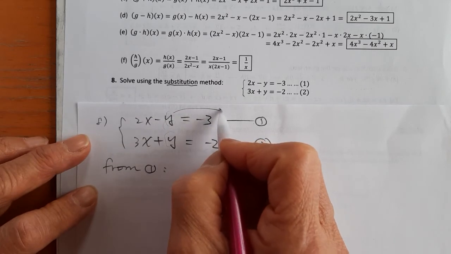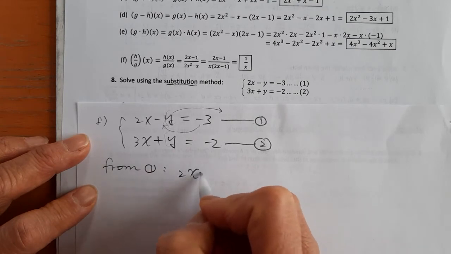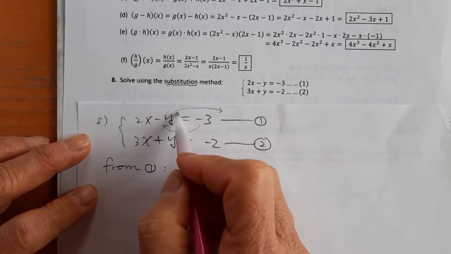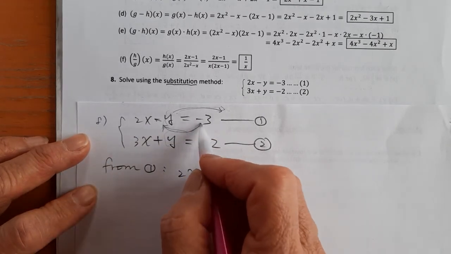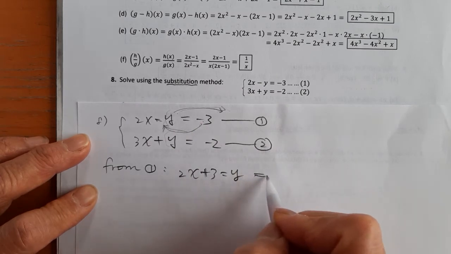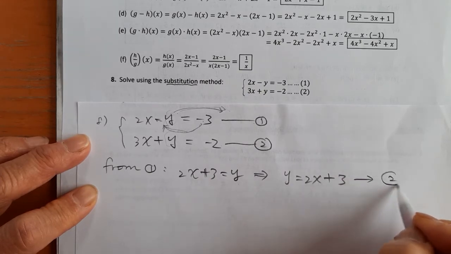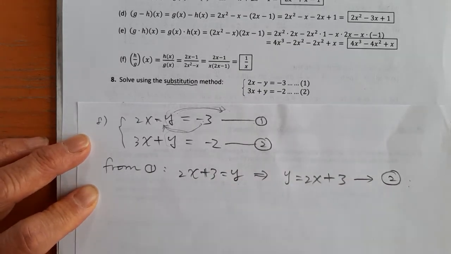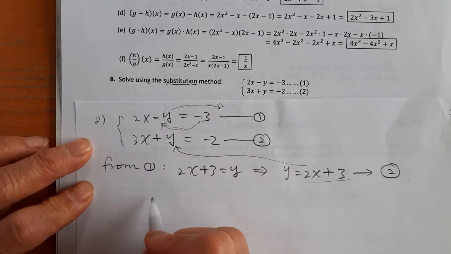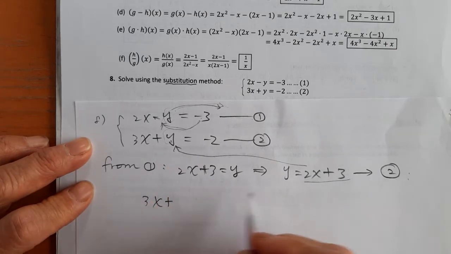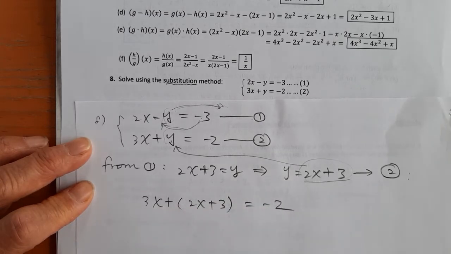So I move y to this side. Move negative 3 to this side. Change the sign. 2x plus 3 equals y. Y moves to the right, minus changes to plus. Negative 3 moves to the left, changes to plus 3. So we got y equal 2x plus 3. Then put it into the second equation. This 2x plus 3 goes in for y. So we get 3x plus y, substituted by 2x plus 3, equal negative 2.